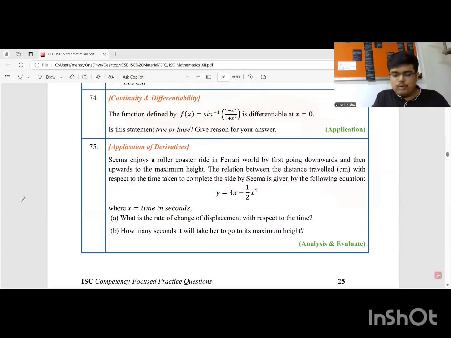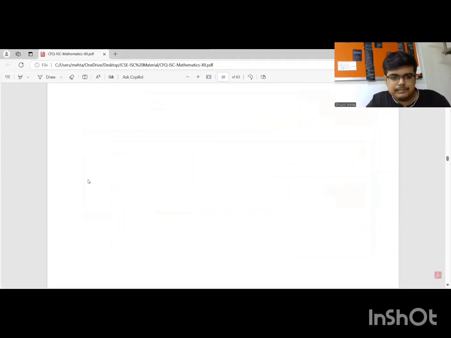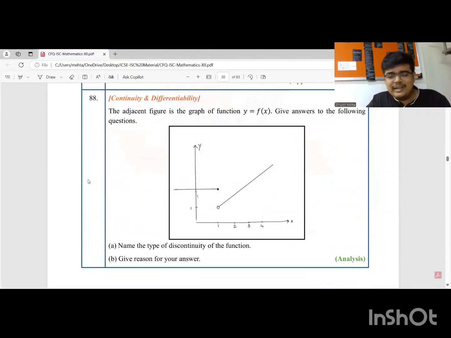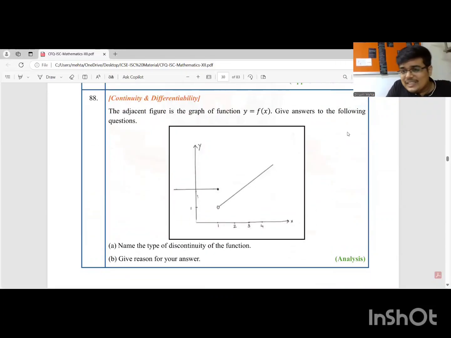Next, students, once we're done with 74, the next one is 88. 88 is very simple, students. I'll just tell this verbally. You can write it on your own. We have to test the discontinuity. We have just discussed types of discontinuity. This, students, is clearly jump discontinuity, which is also called non-removable discontinuity. So that is exactly what you have to mention over here. About the reason for this, you'll have to mention left-hand limit is not equal to right-hand limit, which is not equal to value of function, and therefore it is jump or non-removable discontinuity.